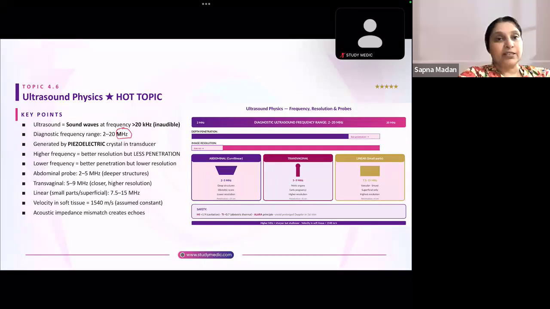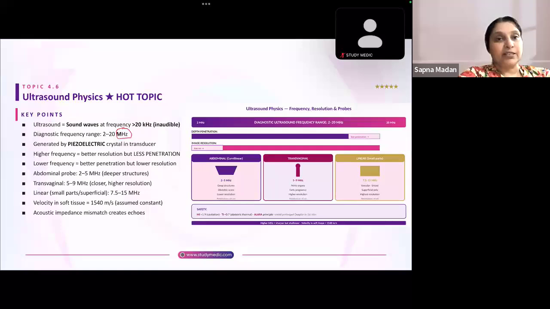These are crystals which are present in the transducer. This was a question in the most recent exam. If the probe has higher frequency, it will equate to better resolution but less penetration. So it is going to give you great images, but it is not going to give you images of the deeper structures. So in a deeper space, you are supposed to use a curvilinear probe or a probe with lower frequency, which will give you better penetration. But of course, the downside is that it gives lower resolution.